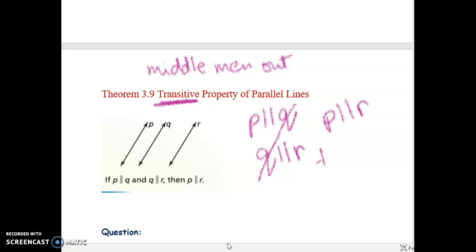So it is showing the transition, right? This property is based on the transitive property. So if P is parallel to Q and Q is parallel to R, you can say P is parallel to R.